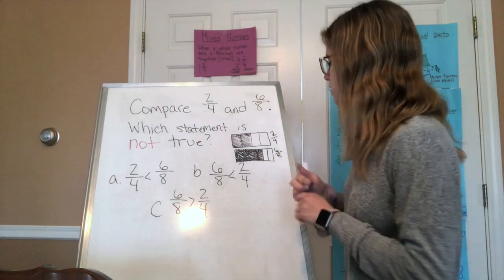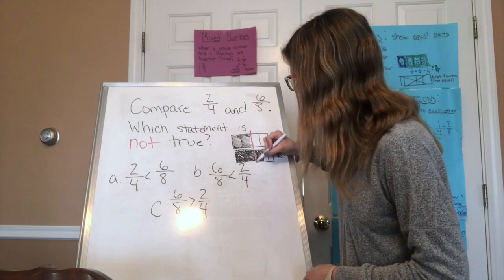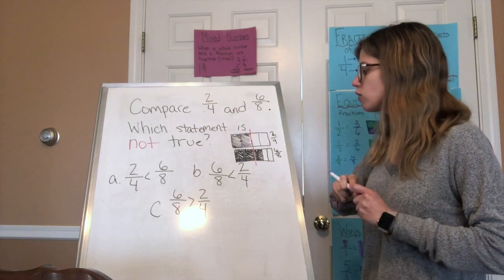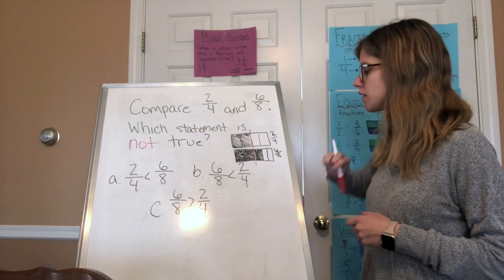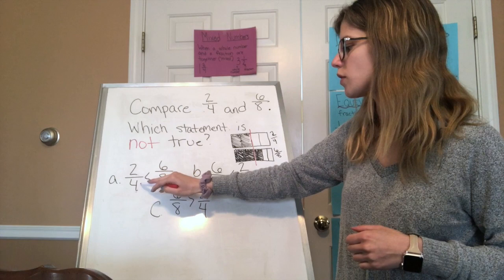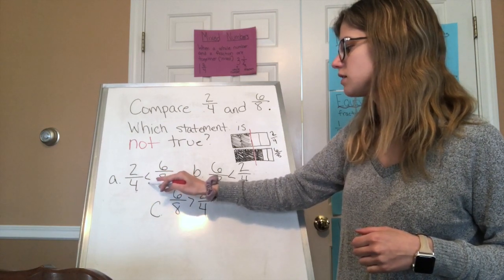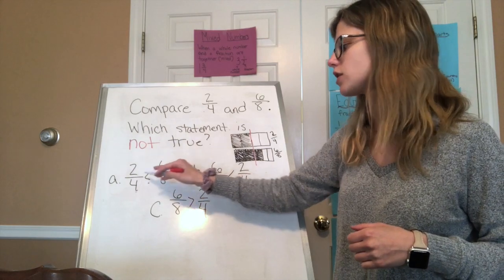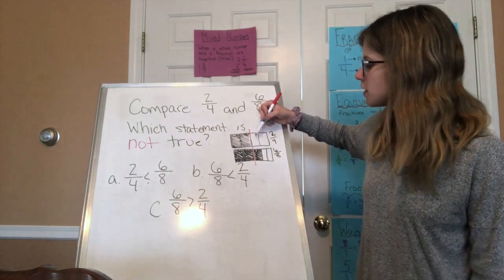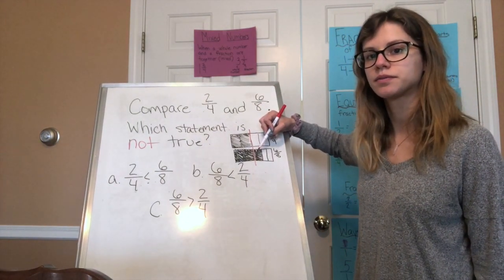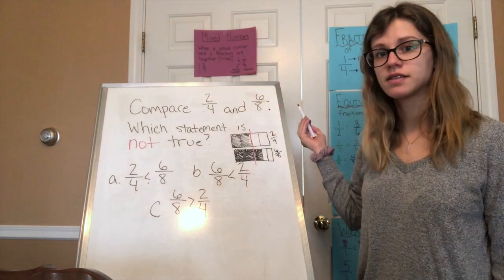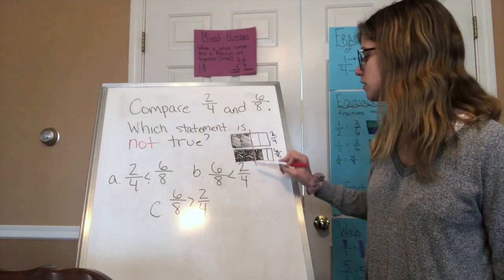So if I was to draw a line right down the middle, I see that 2/4 has less filled or shaded of my whole than 6/8. If I look at A, it says that 2/4 is less than, because my alligator's mouth is pointing to the greater fraction, so 2/4 is less than 6/8. I'm going to look over here. Is 2/4 less than 6/8? Think about that. It is. I have less filled here than here.